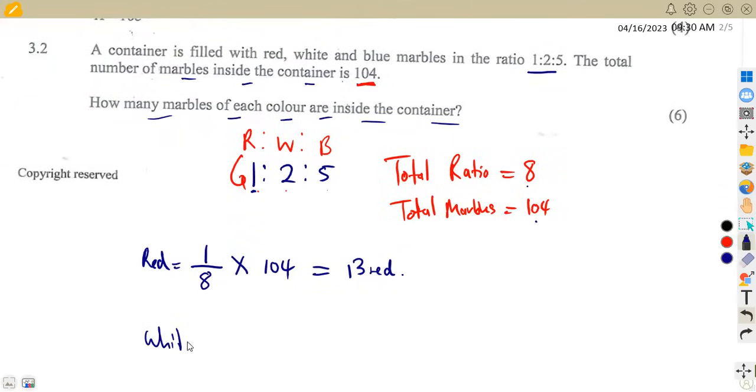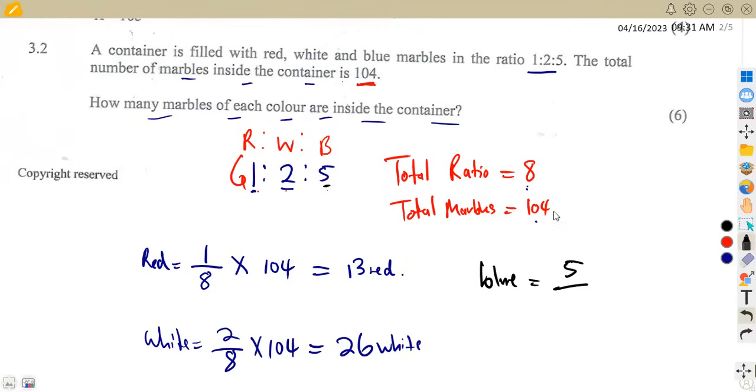So for white, we are going to do the same thing. According to our ratio, white is 2. So it's 2 over the total ratio of 8 times 104. And this is going to give us 26. So we've got 26 white marbles in this case. We move on to the blue. So blue, according to its ratio in this case, it's having a 5. So that's 5 over the total ratio of 8 times 104. So this is going to give us a total of 65 blue marbles in this case.